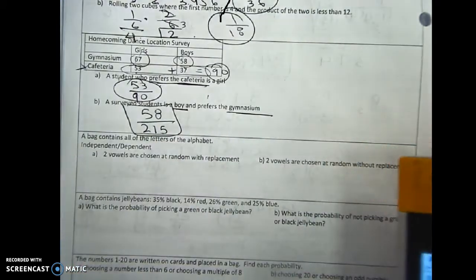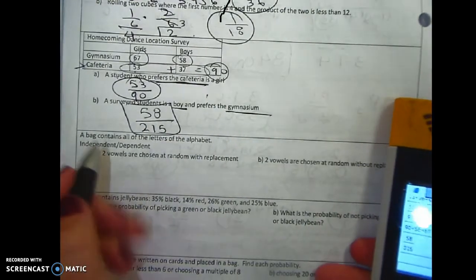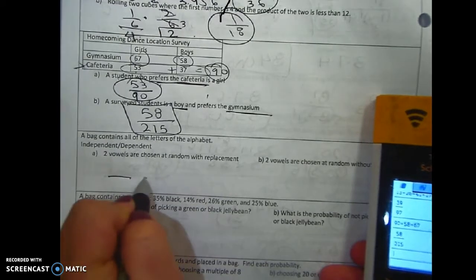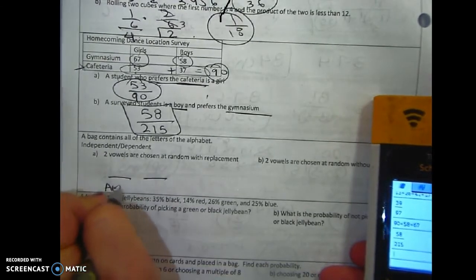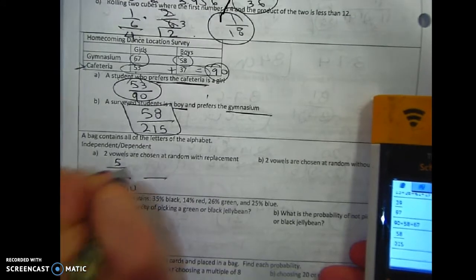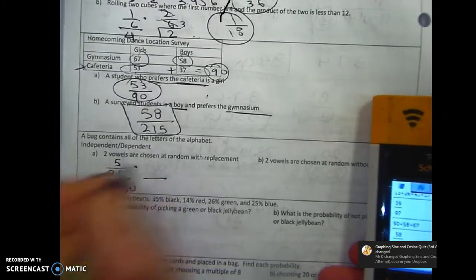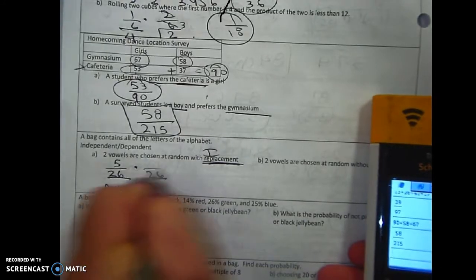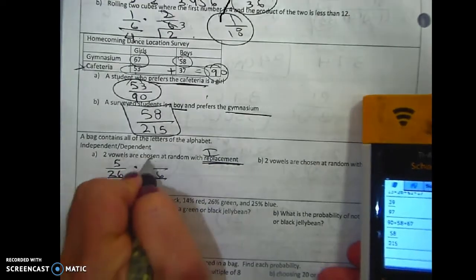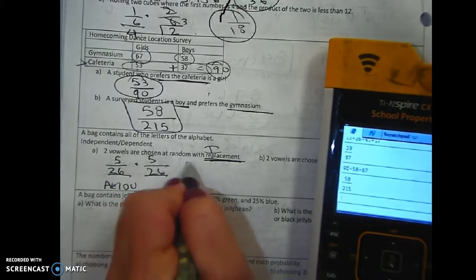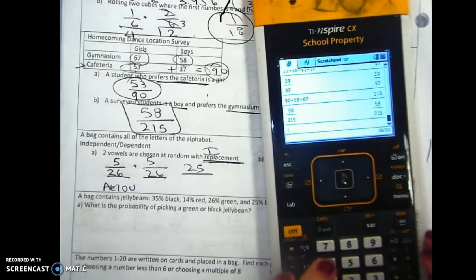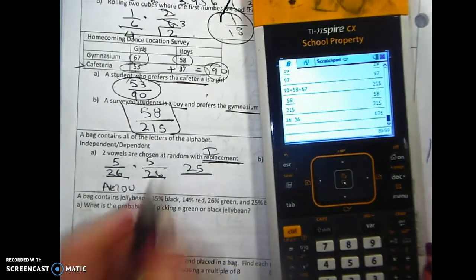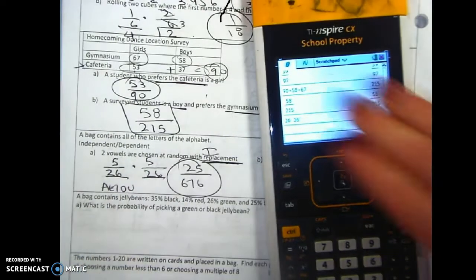All right, I want to know if it's independent, dependent, and then actually find it. So two vowels, A, E, I, O, U. That's 5 out of 26 letters in the alphabet. With replacement, it's like it never happened. So there's still 26 letters in the alphabet. 5 over 26 times 5 over 26 is 25 over 676.